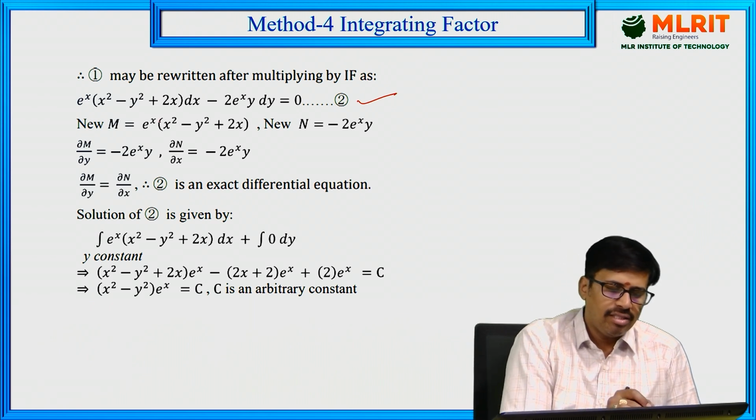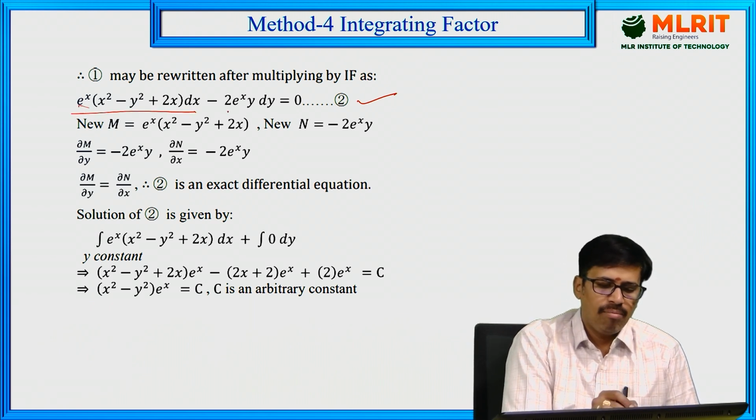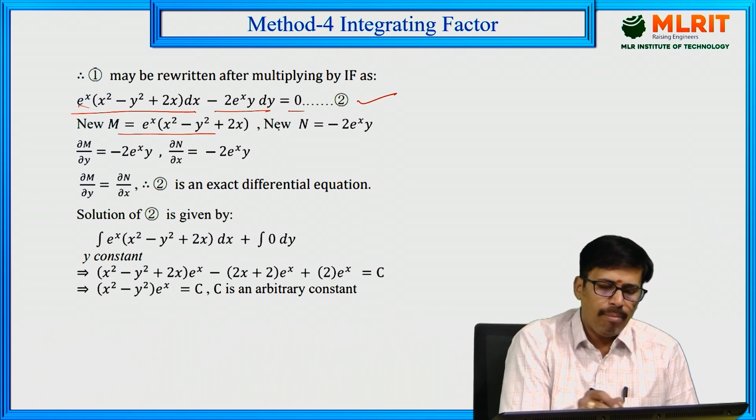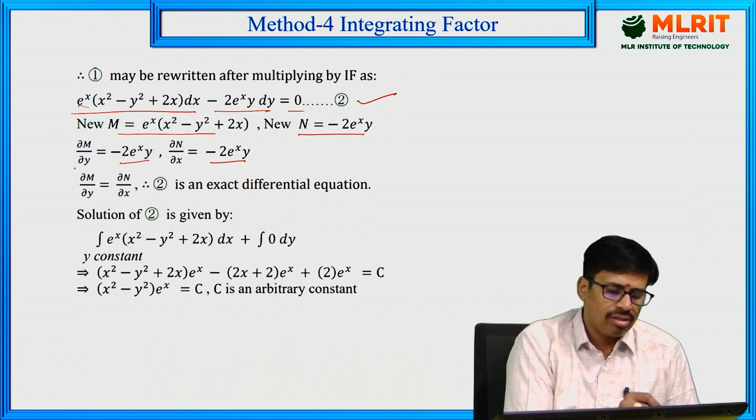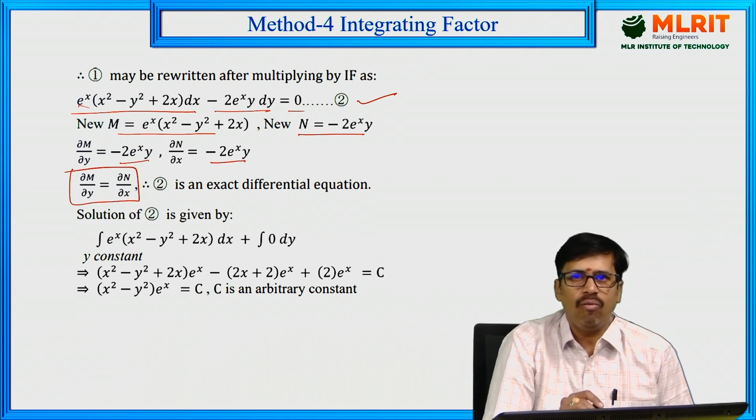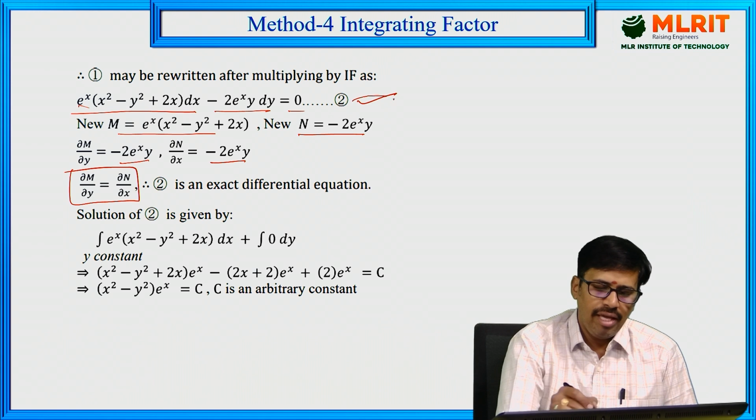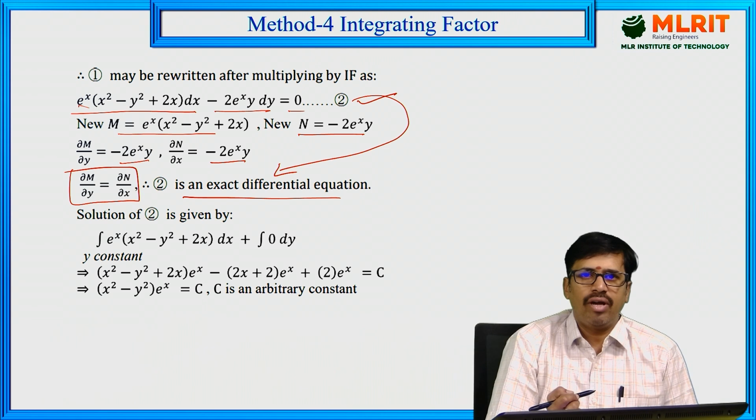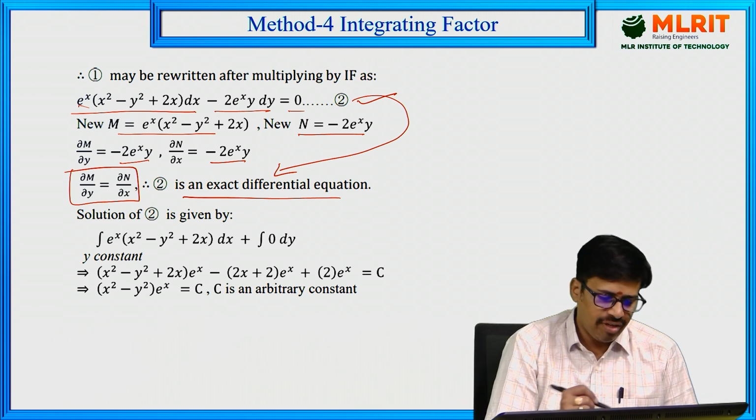So again this is in the form of M dx plus N dy equal to 0. Now after writing new M and new N, ∂M/∂y and ∂N/∂x, we are getting both are equal. So this equation 2 is an exact differential equation. Now let us find the general solution of this differential equation.